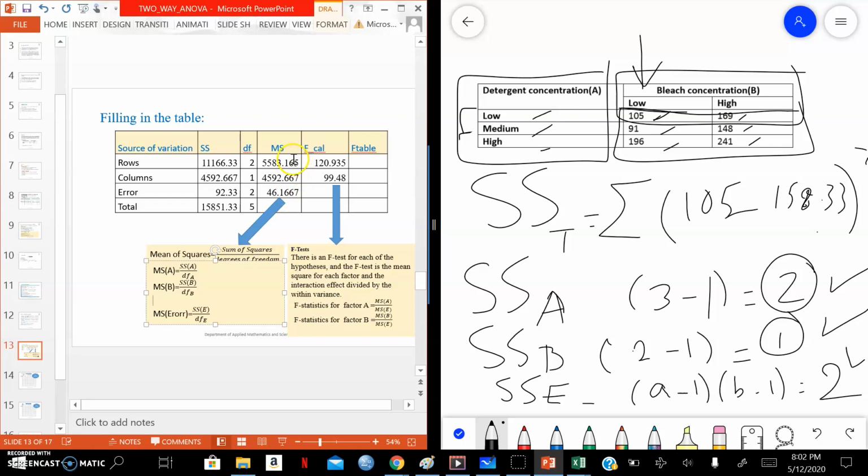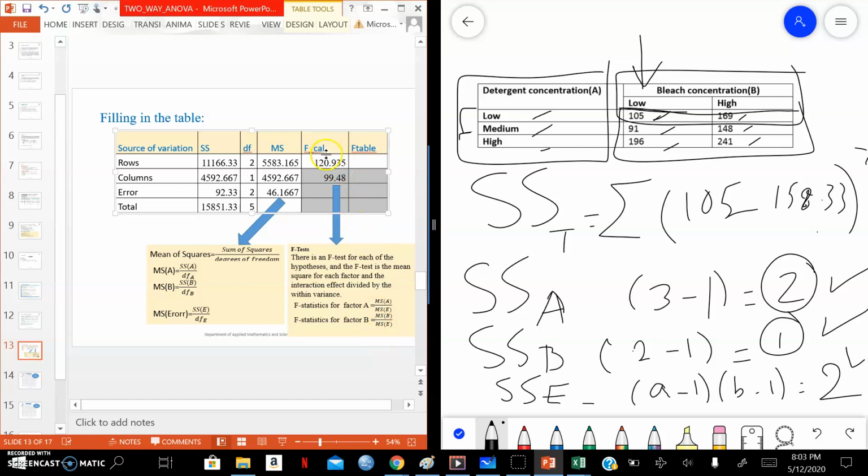Once you get the MS, you can get the F calculated, because F calculated is just the MS of the row divided by the MS for the error. If you want to get the F calculated for factor A, you need to divide MS for factor A by MS for error. If you want to get F calculated for factor B or the column factor, you need to divide MSB over MS error, and that you get.